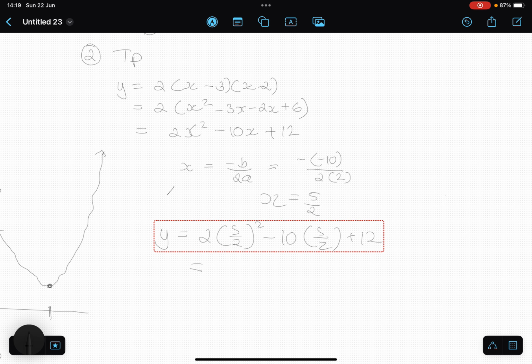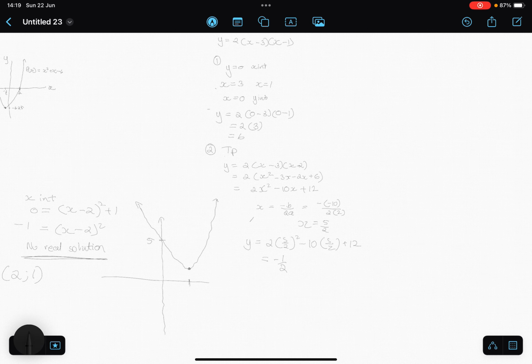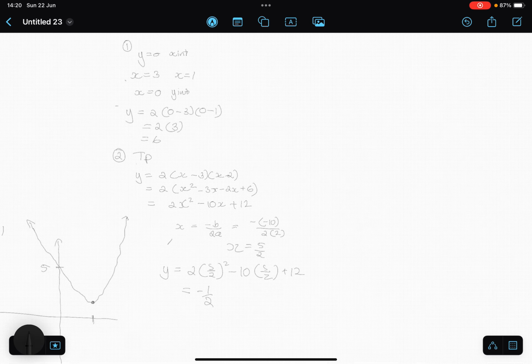So we calculate this. You can do the calculation with me, just for practice. And we get -1/2. So that will be your turning point. And remember, the next thing is we determine if this is sad or smiley. And it's a smiley face because that 2 is positive.